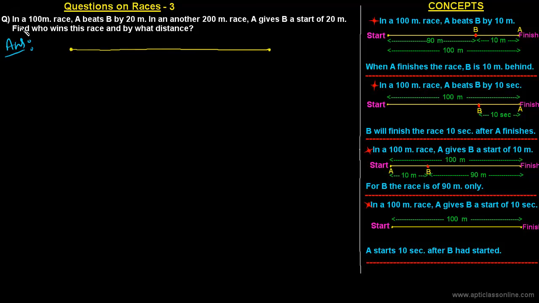100 meters. The first line says in a 100-meter race, A beats B by 20 meters. In the concept, it is written in a 100-meter race, A beats B by 10 meters. That means when A finishes the race, B is 10 meters behind.